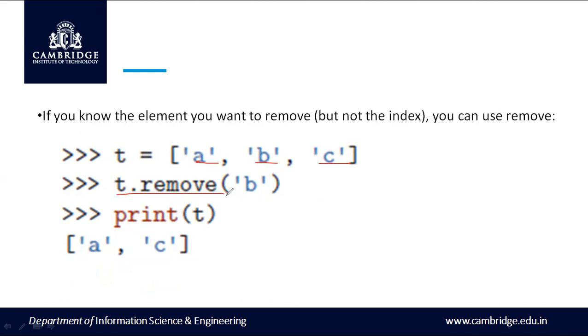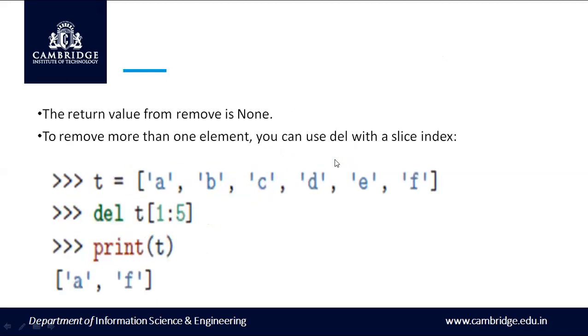Here, if you know the element you want to remove but not the index, you can use remove. I know the element, I want to delete the element B from the list, so I can use remove of B. Then when you print the list, the new list consists of A and C only. The element B has been removed. This is another way of deleting elements from the list. The return value from remove is None.